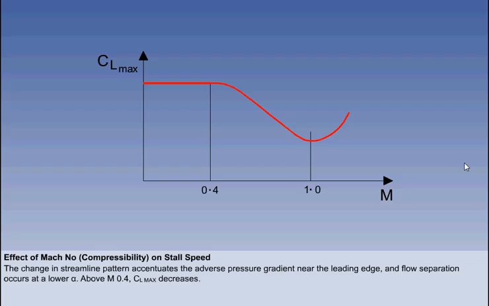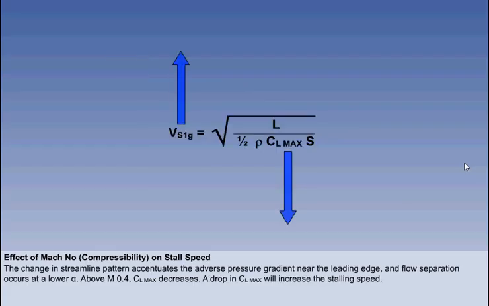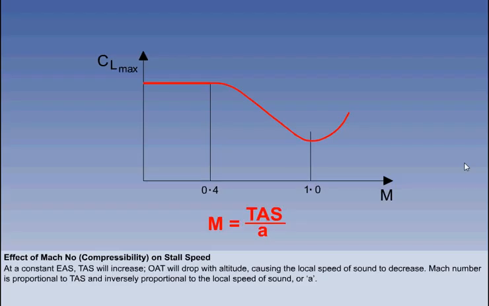Above Mach 0.4, CL max decreases, as shown in the diagram on screen. According to the 1G stall formula, a drop in CL max will increase the stalling speed. At a constant EAS, TAS will increase. Also, outside air temperature, or OAT, drops with increasing altitude, causing the local speed of sound to decrease.